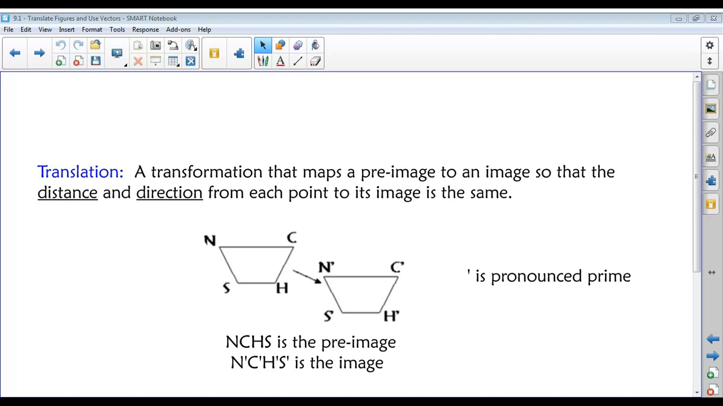We have the polygon NCHS, and that's translated over to the polygon N prime, C prime, H prime, S prime. You can just say NCHS prime if that's easier. But that little tick mark above each letter we pronounce as prime, and that is to indicate that that is the image. So where the prime marks are is where the transformation ends.